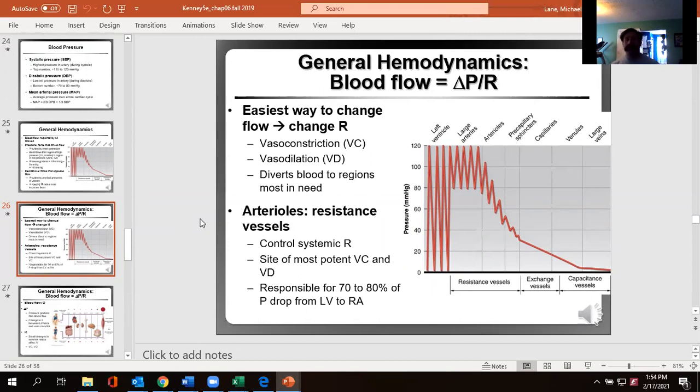So the total amount of blood flow we have is going to be related to the pressure change from one end to the other divided by the resistance. Hence, the easiest way for us to change our blood flow is going to come back to vasoconstriction and vasodilation. So we're going to divert blood to where it's needed and away from where it's not.